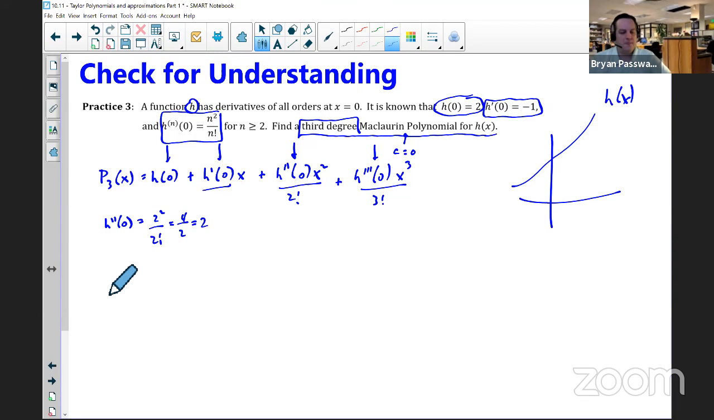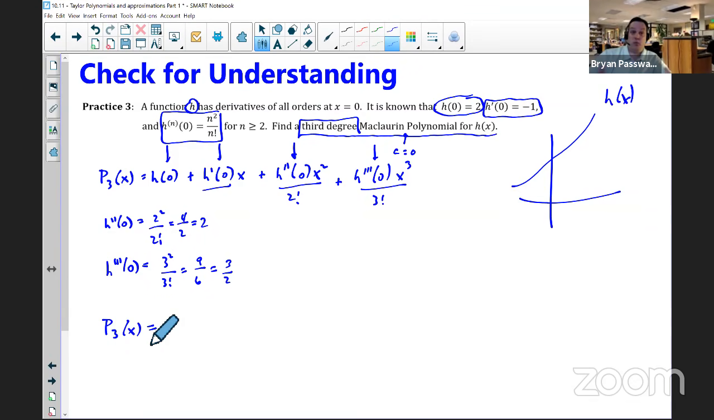That wasn't so bad. And then finally, the third derivative of h at 0, according to our formula, is going to be 3 squared. Now we're plugging in 3 for n, over 3 factorial. Well, 3 squared is 9. 3 factorial is 6, which is going to be 3 halves. And now guess what? We have all of the information that we need to create our polynomial, our third degree polynomial for this function h.